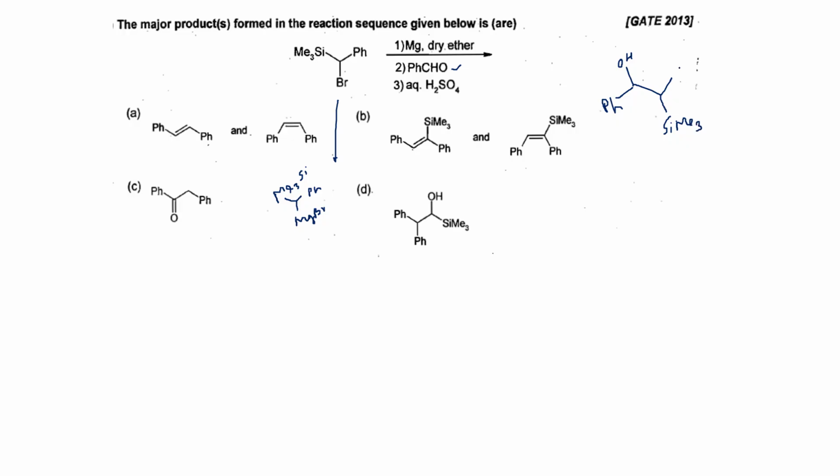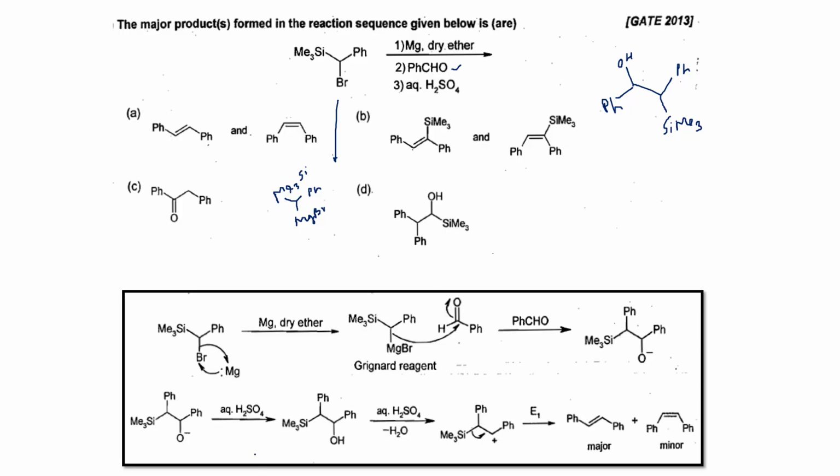Anyone can answer? If there is a silicon and there is a wedge and acid is given, this is an acid catalyzed Peterson olefination. Peterson olefination is of two types, acid catalyzed and base catalyzed. As the reaction is catalyzed by acid, it will be an acid catalyzed Peterson olefination. So let's see what will be the product.